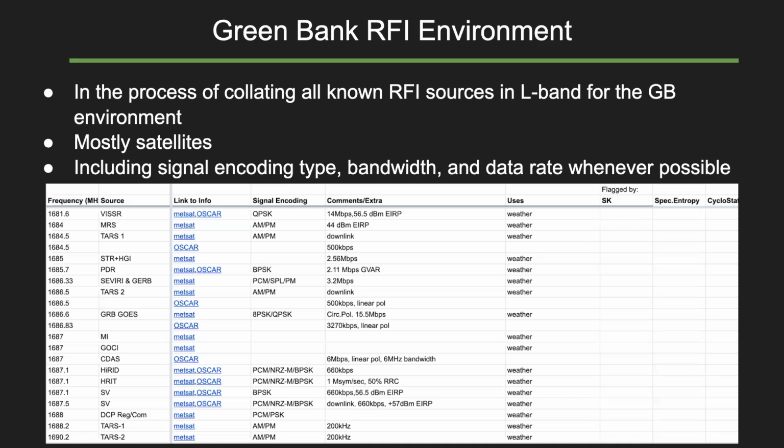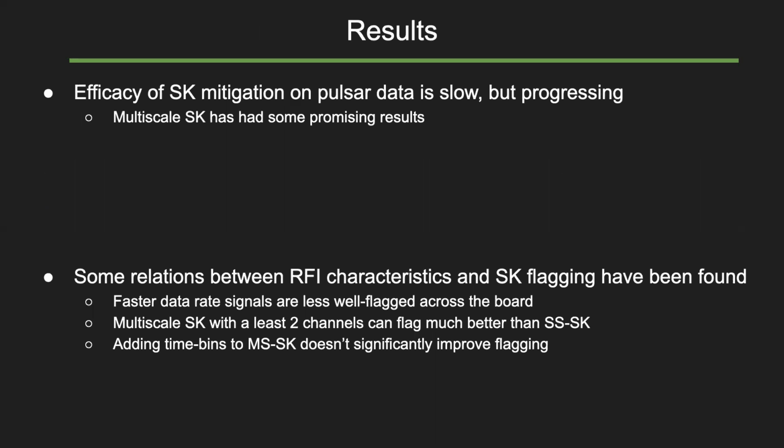So yeah, that's the thing that I've been working on. Just to summarize, on our real pulsar data, figuring out our mitigation is slow but promising, and finding some of the simulations or simulated RFI data has yielded some results as far as relationships between RFI characteristics and kurtosis flagging. And that's faster data rate signals are less well flagged.